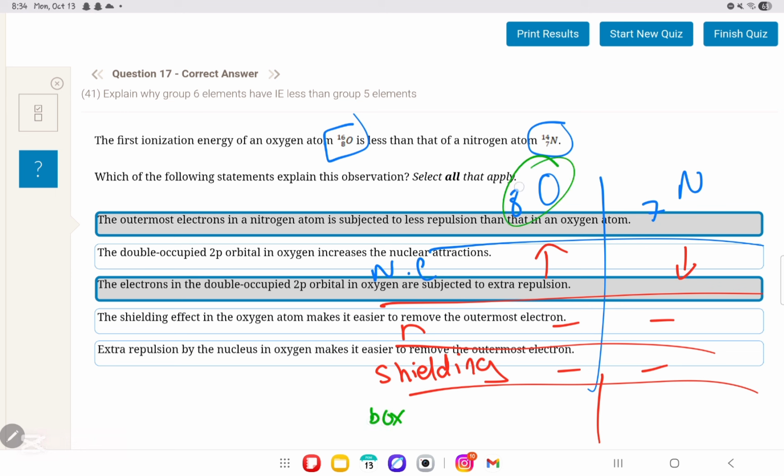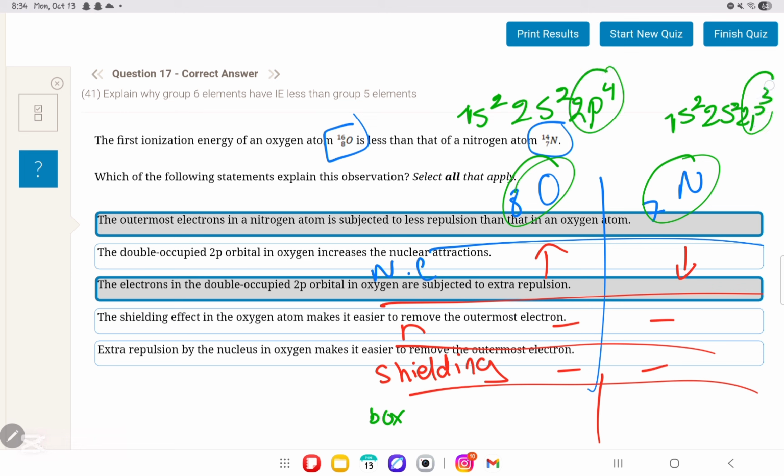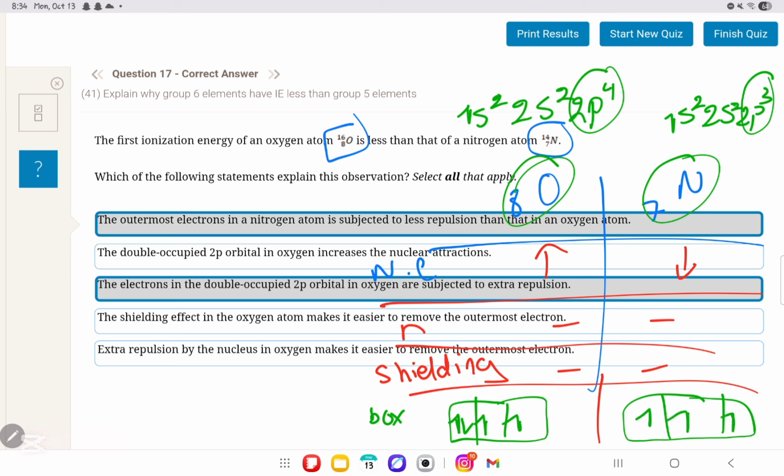So let's write the electronic configuration of them. It's going to be 1s2, 2s2, 2p4, and this is 1s2, 2s2, 2p3. Now let's draw the boxes of the last shells. This is going to be 1 up, 1 up, 1 up, 1 down, and then this is going to be 1 up, 1 up, and 1 up.